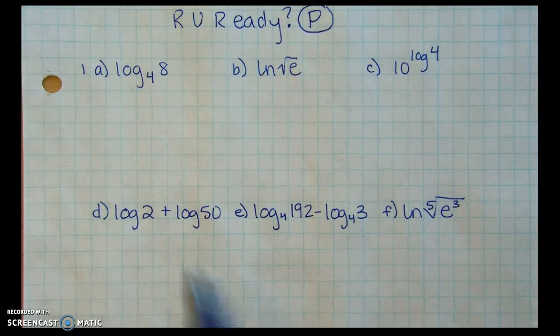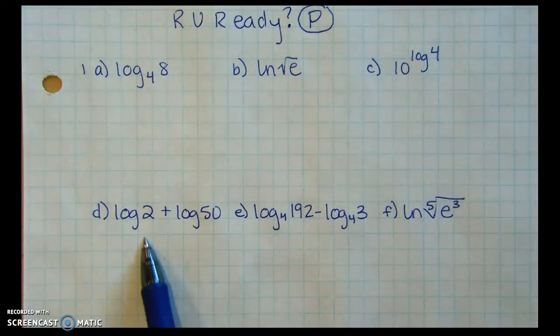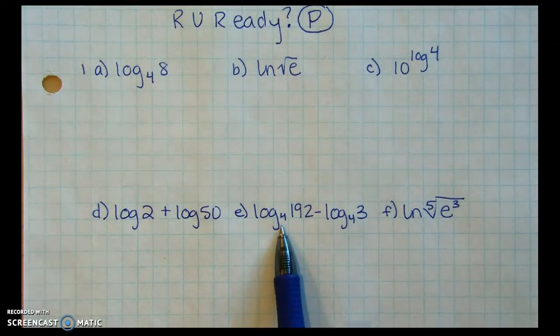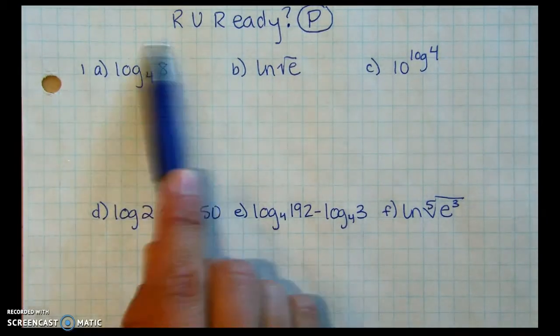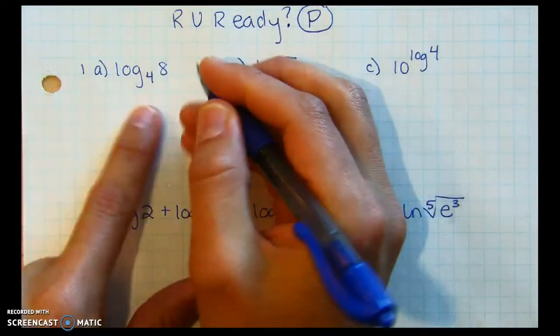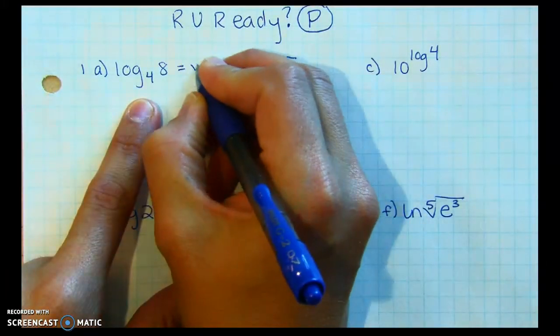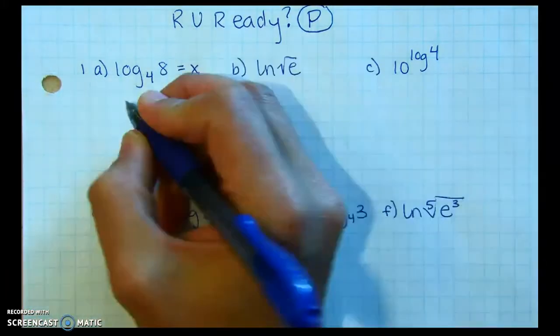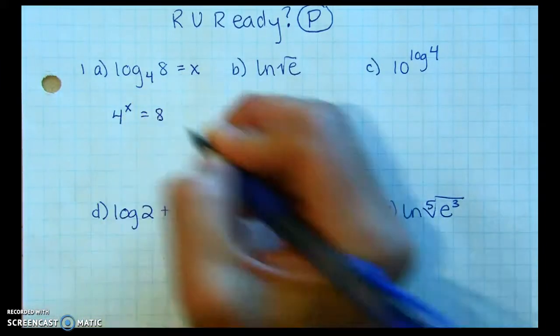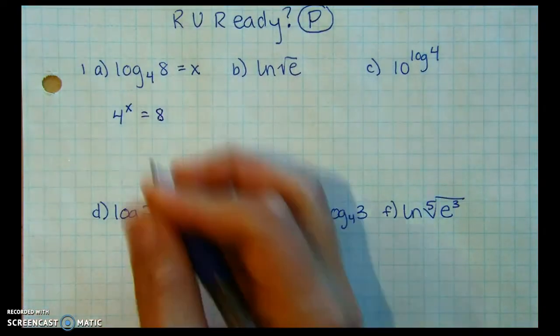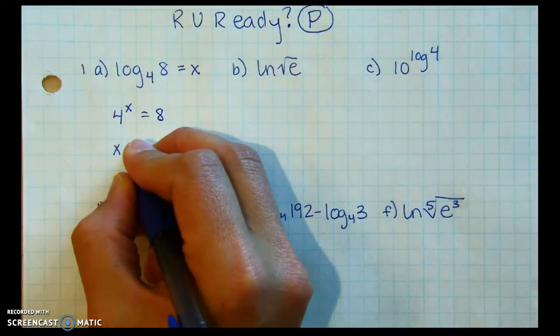Now, each one of these is a little bit different. So as soon as you get one thing, we're going to go into something new on another problem. So be ready for that. Here we go. We're supposed to just find this answer. So what this means is 4 to what power is 8? And you can rewrite that in exponential form by saying 4 to the x is 8. And then we would say x equals what number?